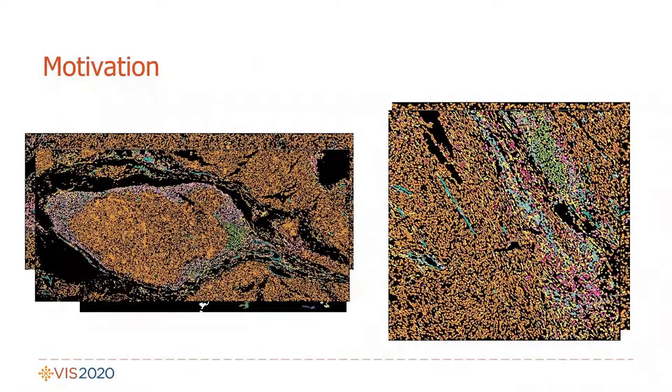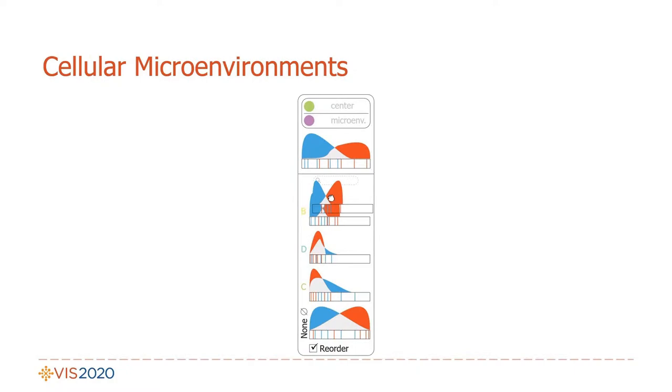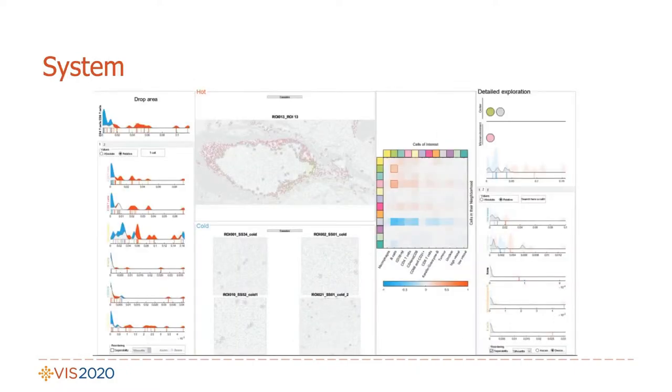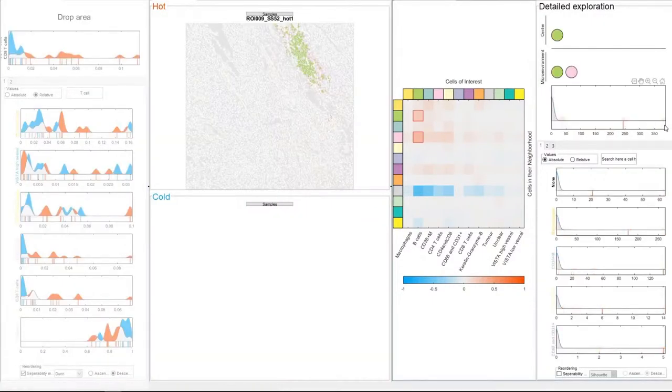In our current work, we visually compare two cohorts of segmented and classified tissue images, originated from single-cell omics data. To that end, we developed a data-driven and interactive workflow implemented in a multi-linked view system. Finally, we showed the effectiveness of our workflow through specific case studies.